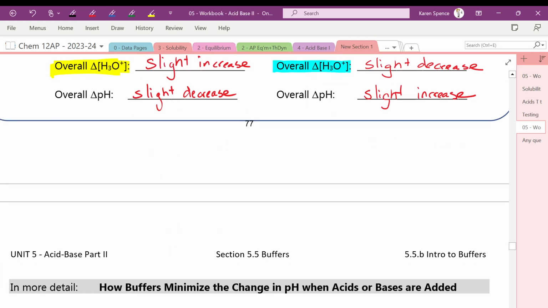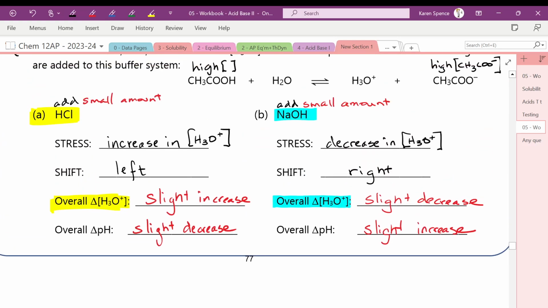Yeah. Is it important to say this slide? I think so, yes. Because that's the whole point of a buffer, is that it's not a big increase, it's a little increase. Yeah.